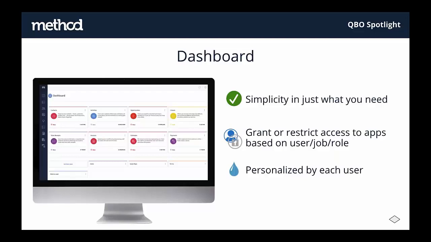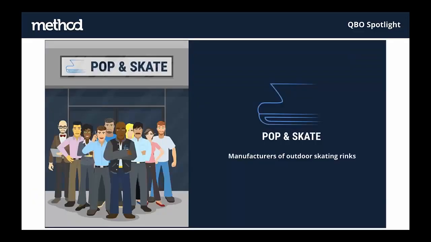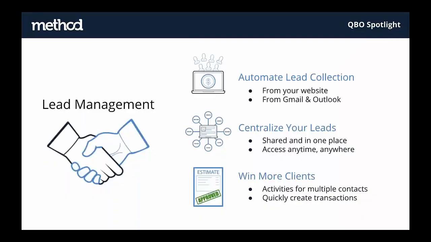So just some housekeeping items that we wanted to get out of the way before we go into the story of our demonstration today. The example that we're going to go through in order to paint a picture of what Method does and its capabilities is Pop and Skate. Pop and Skate manufactures outdoor skating rinks. We are speaking to you from Toronto here in Canada, and I know the impression is that it's very cold up here, so I thought it would be appropriate to use an example of an ice rink manufacturing company. So if you hear me say Pop and Skate often, that's just the example company that will be using QuickBooks Online and Method CRM in our scenario today.